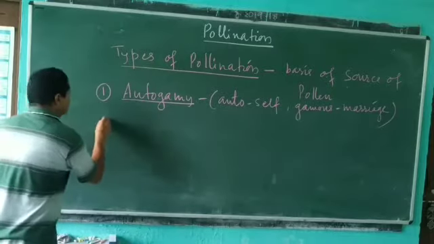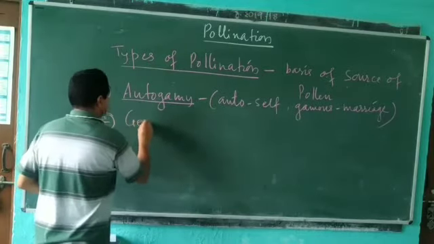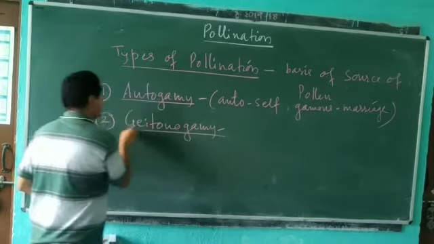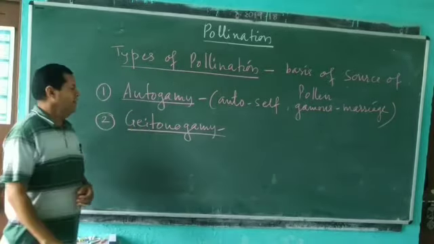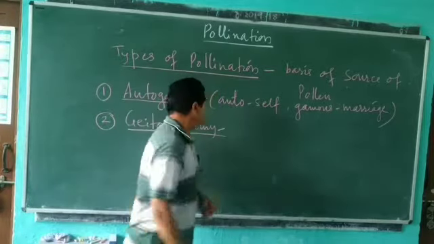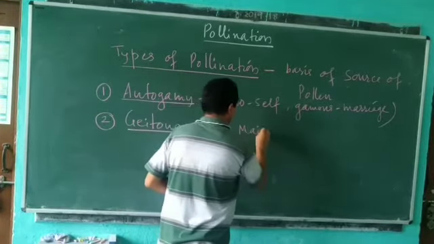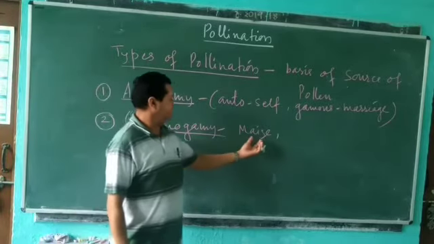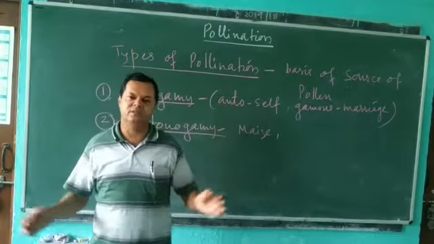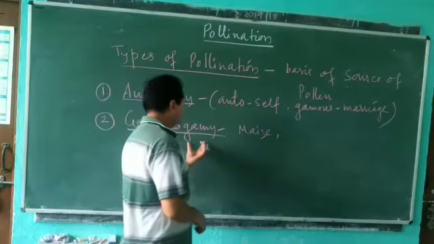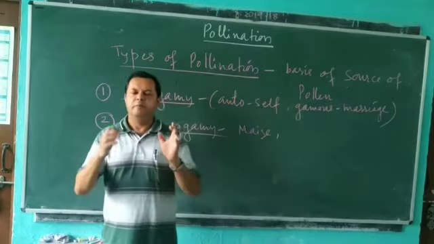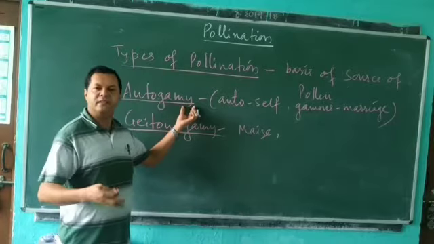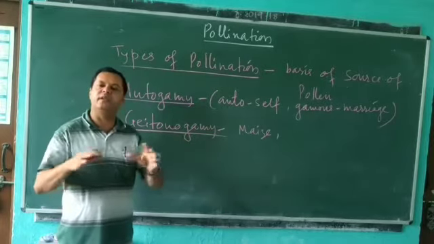Now let us see the second type. This is geitonogamy. The best example here is the maize plant. Many grasses. Geitonogamy means marriage between the neighbors. Autogamy is self-marriage; here, it is marriage between the neighbors.